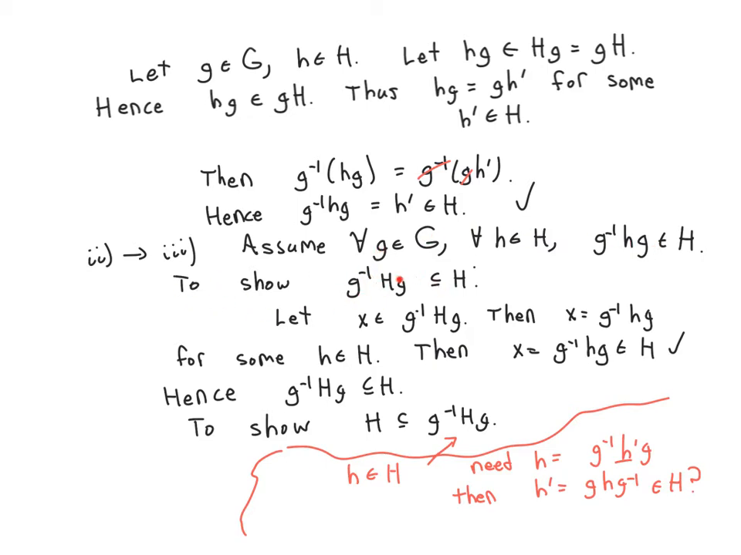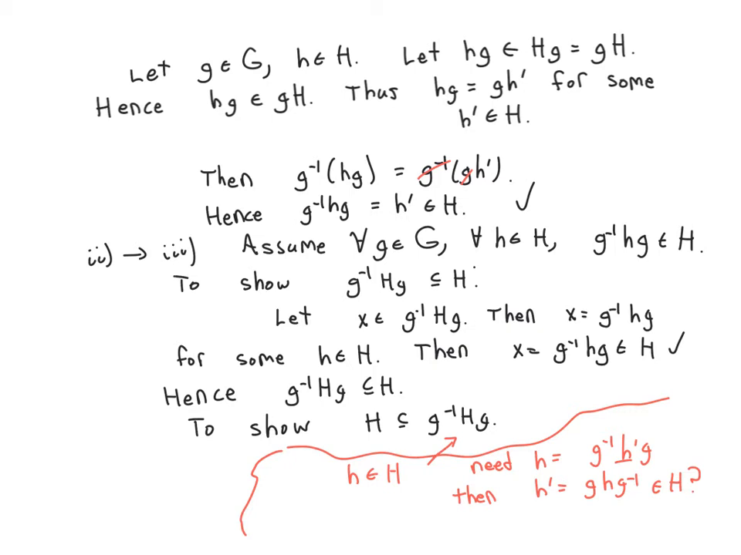So to show this inclusion, let x be in this set, the conjugate of capital H by little g. What does that mean? That means x is of the form g inverse hg for some little h in H. In other words, x is a conjugate of some element of H. By definition, H is closed under conjugation, so x is an element of H. This is my point before, that this statement is actually equivalent to this one.